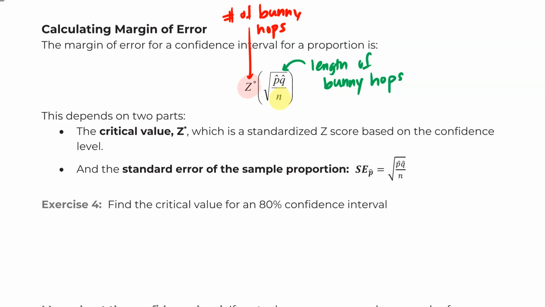First off, Z star is called the critical value. It is technically just a Z-score. We're going to see Z-scores again in 6.3, and we're going to call them test statistics, and it's still basically just a Z-score. It's all about context, what we use to calculate them and how they're going to be used. But our critical value is based on our confidence level.